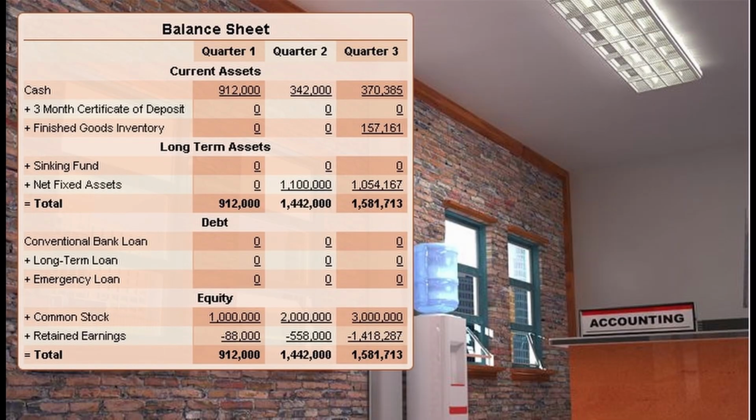After each decision period, you will review your cash flow, income statement, and balance sheet. These statements allow you to watch your cash position, profits, inventory, debt, and assets.